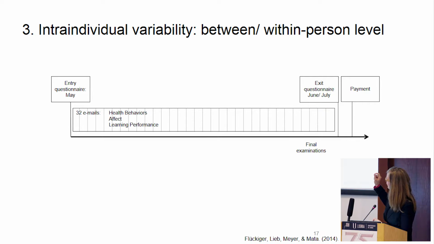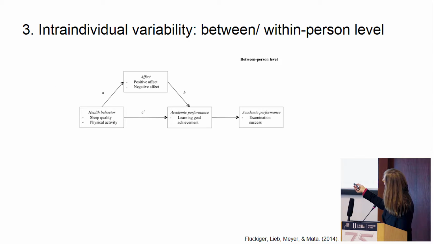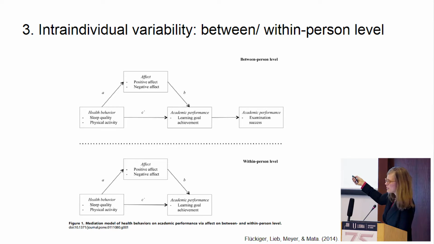What we then looked at, whether being physically active or sleeping better would affect their learning performance here, and whether this was mediated by the affective experience. And this is the between-person level. And of course, we then looked at whether meeting the daily learning goal achievement would also predict the examination success, so whether they would really pass these exams. And on a within-person level, of course, we could not look at this because this is only measured once, right? So you cannot have repeated measures per person.